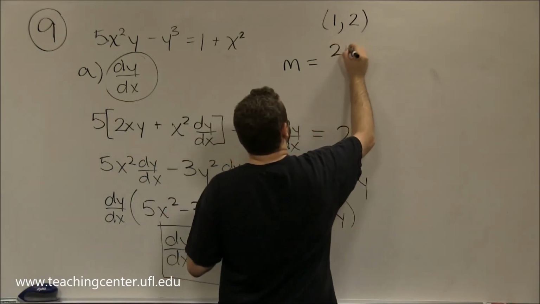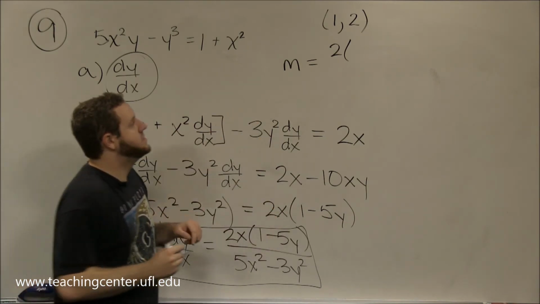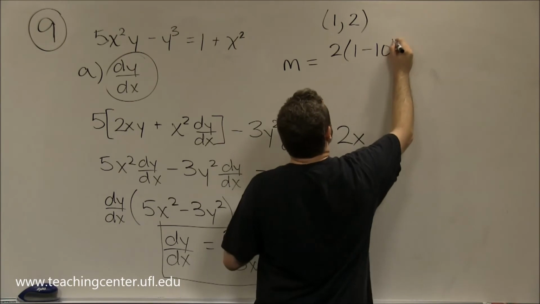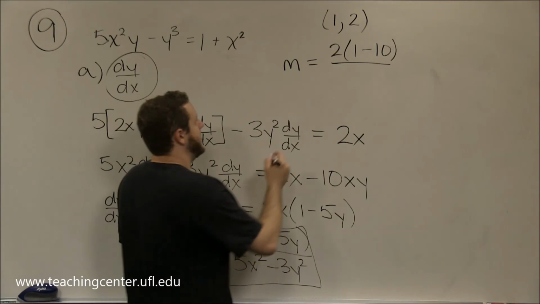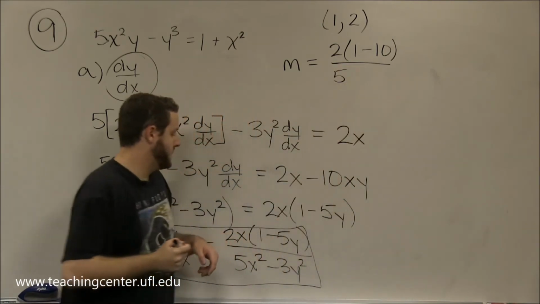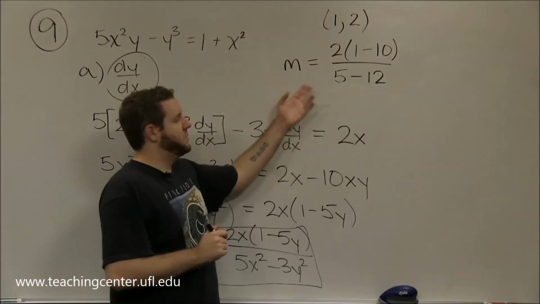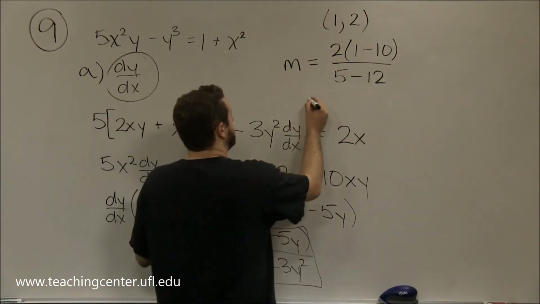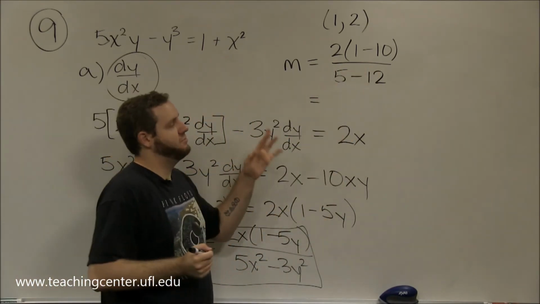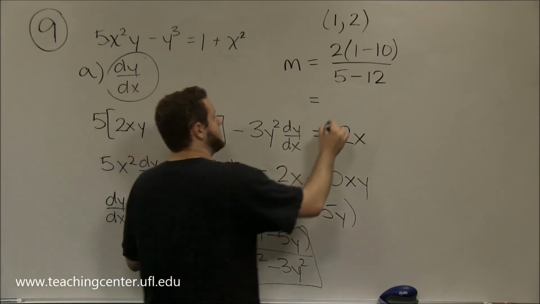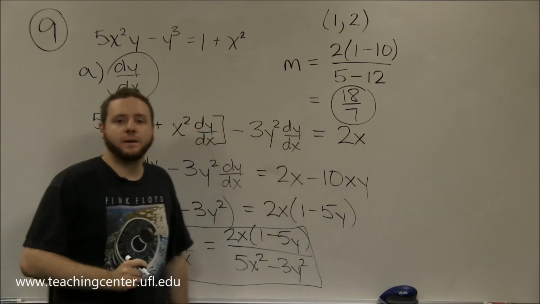So that's going to be 2 times, because our x is 1, 1 minus 5y. Now y is 2, so that's 1 minus 10. The bottom, x is 1, so this is just 5. And y is 2, so this is minus 12. When we evaluate these numbers here, we get 2 times negative 9, which would be negative 18. On the denominator, we get 5 minus 12, which would be negative 7. So our slope is just 18 over 7, since we had negative on both the numerator and denominator.